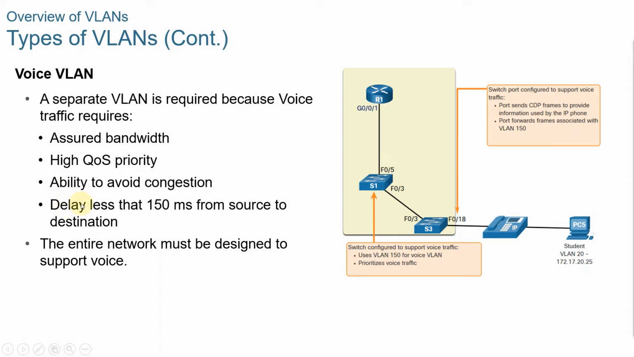Now, to meet these requirements, the entire network has to be designed to support VoIP. So in the figure here, VLAN 150 is designed to carry voice traffic. Now the student computer, PC5, is attached to a Cisco IP phone, and the phone is attached to switch 3. So PC5 is in VLAN 20, which is used for student data.